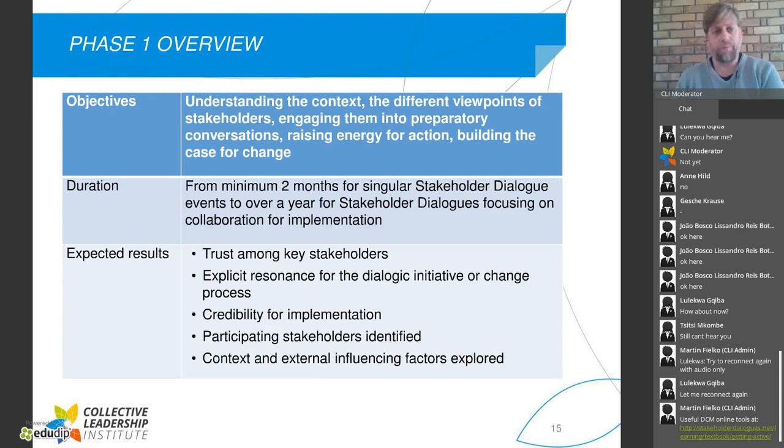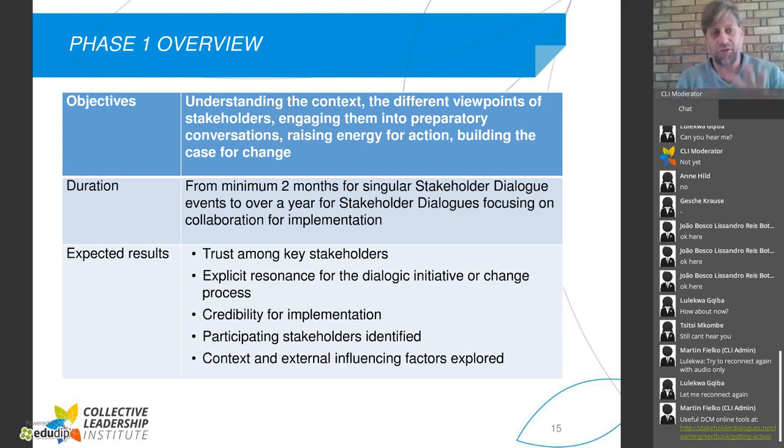Okay, so phase one, it's just a little overview. As I said before, we're really only going to give you a very, very little taste of the Dialogic Change Model today. Also, just to let you know, after I go through the four phases, there'll be a little bit of Q&A and discussion if we have the time. I'm sure we have the time. I've left plenty of time for that today, and it's just a brief presentation. But let's go into phase one.